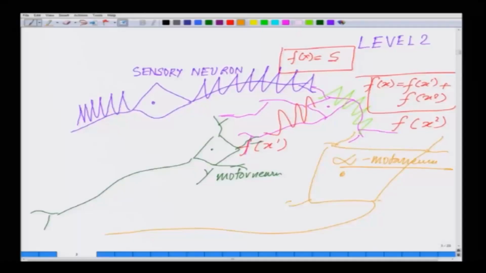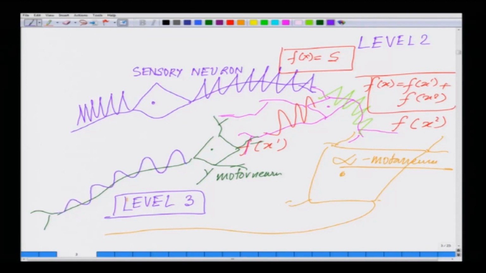So, if this is level 2, then at this stage there are 3 levels which are starting. From here we are initiating level 3. So, here there is the train of action potential which is traveling to ensure that the muscle spindle regains its original shape or length.